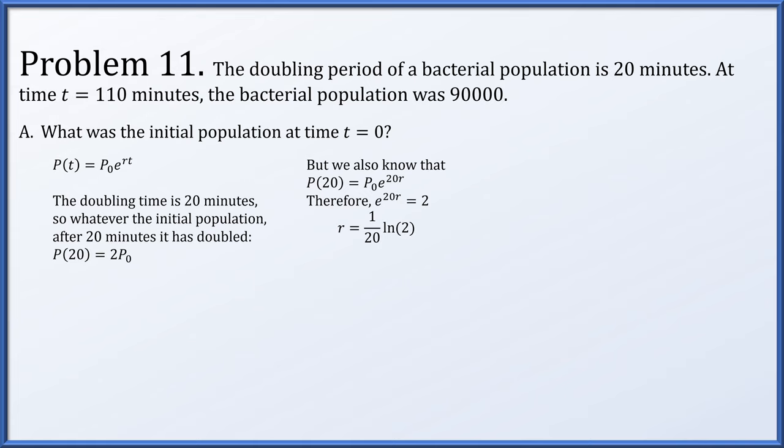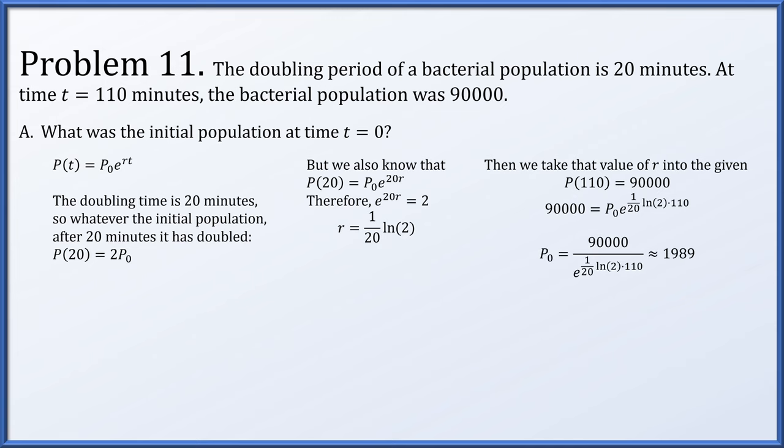Now we could plug this into a calculator and round off to a couple decimal points, but since we are going to have more parts of the problem to do, I prefer to save any rounding errors for the very, very end. Here is r. It is 1 over 20 times the natural log of 2. Then we're going to take that value of r into the given that the population at time 110 was 90,000. So 90,000 is the initial population times e to the rt, where r is 1 over 20 times log 2, and t is 110 minutes. To find the initial population, we simply need to divide by that exponential. So 90,000 divided by e to the 1 over 20 times log 2 times 110. At this point, it may be productive to get an estimate. It works out to be about 1,989, rounded to the nearest integer since we are counting things.